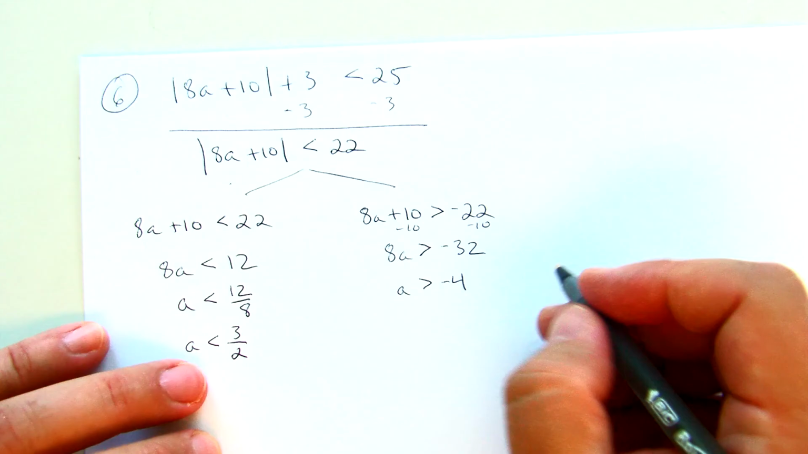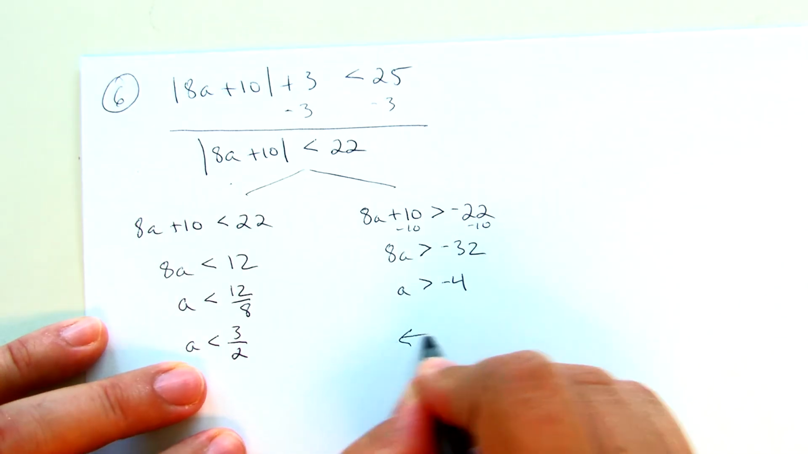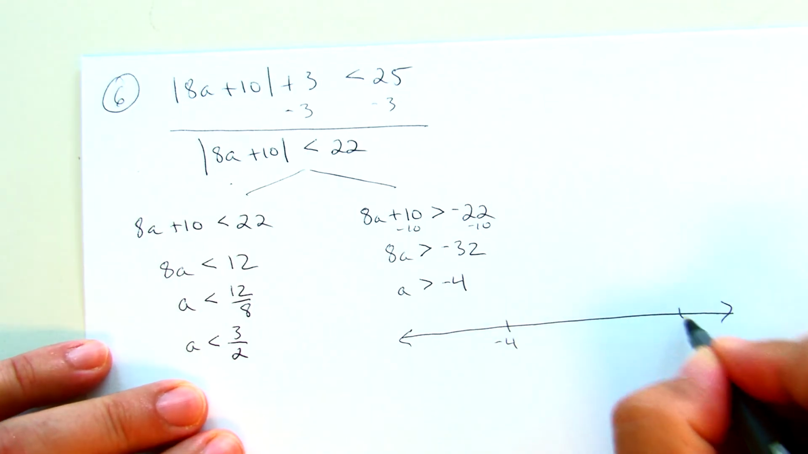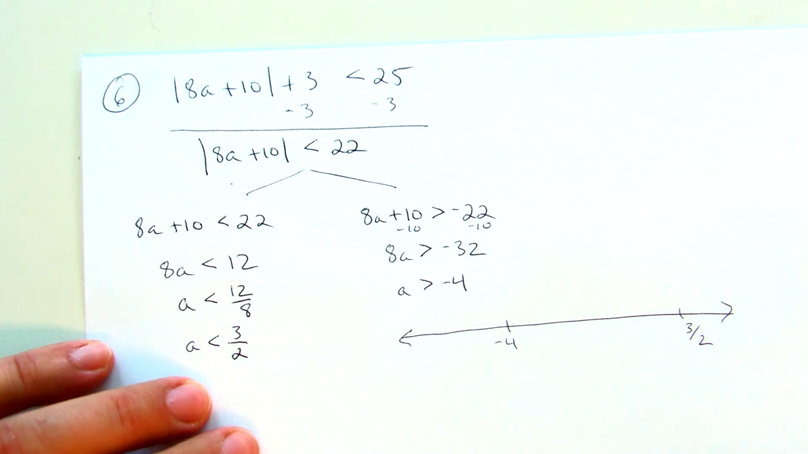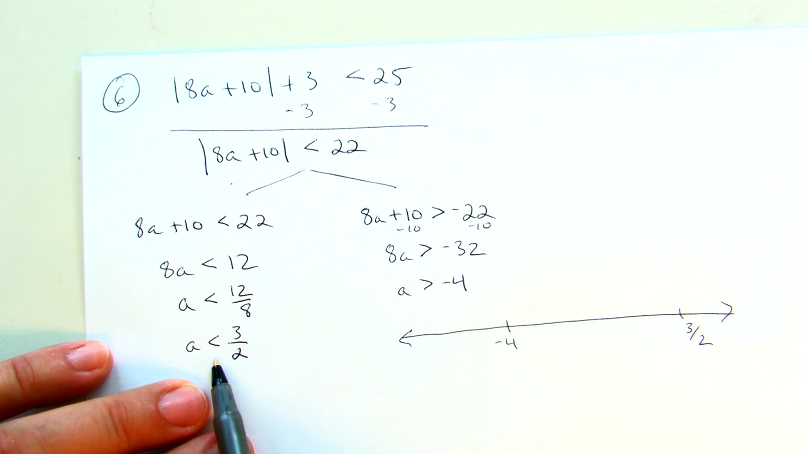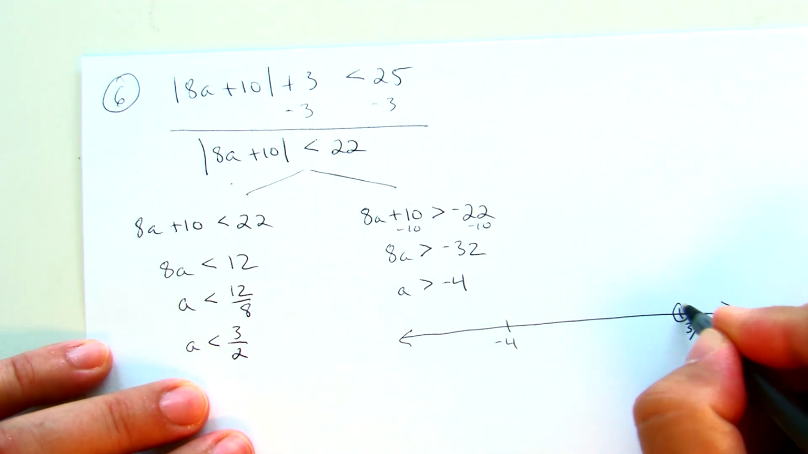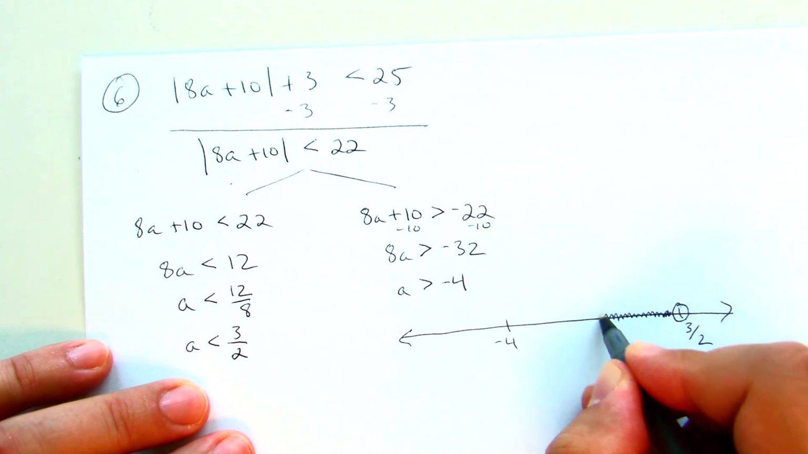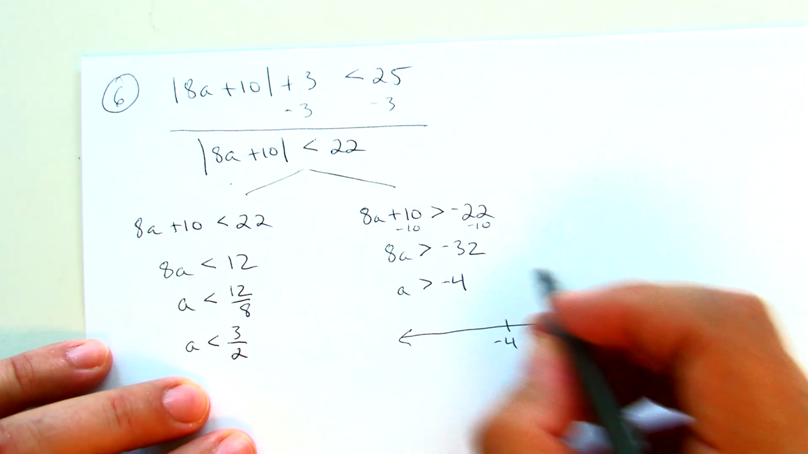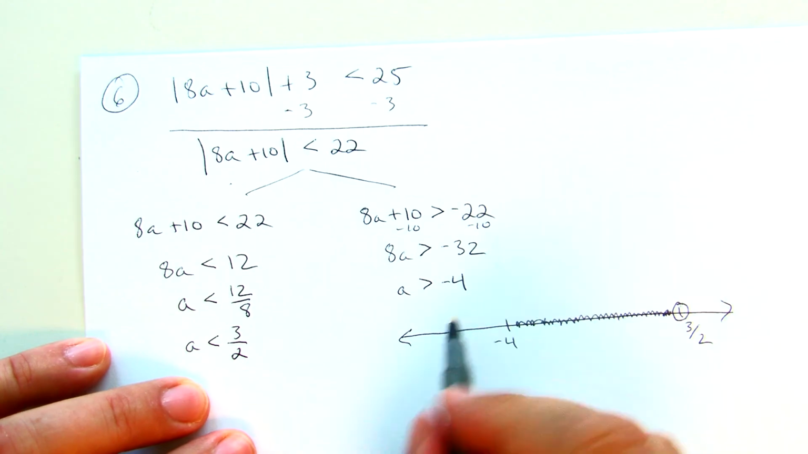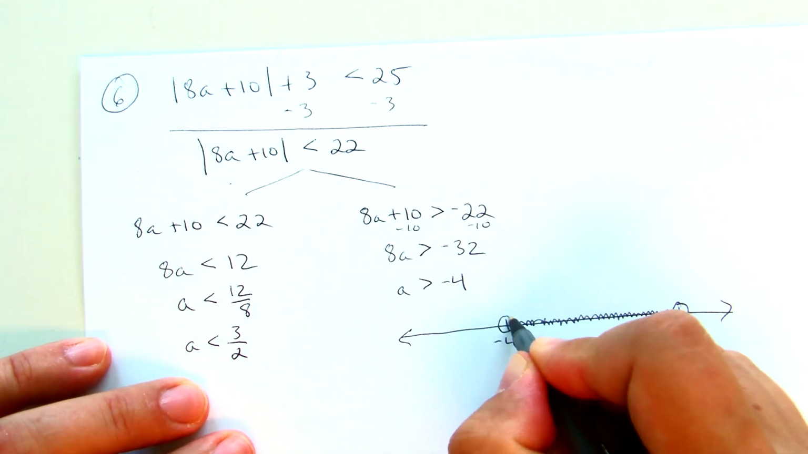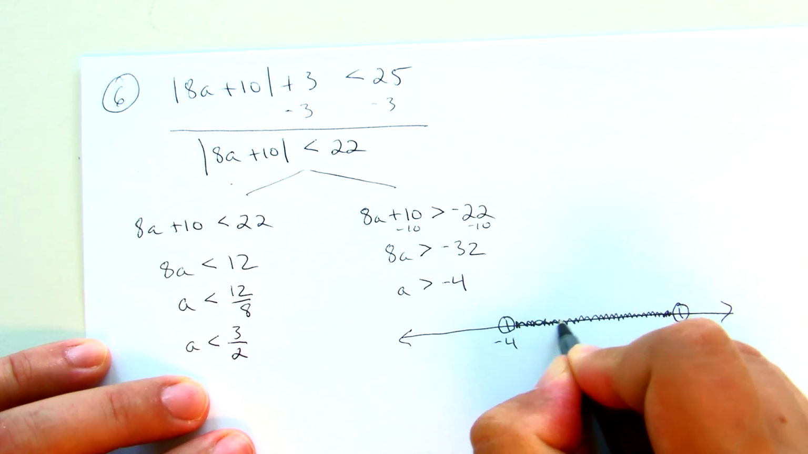Okay, now represent that on the number line. Draw my number line. I'll put in my -4 here, my 3/2 here. So a is less than 3/2, not including 3/2, right? Because it's not equal to. So we'll draw an open circle here, and it's going to be everything over here. Now we keep going, we get to -4. Wait a second. It says a is greater than -4. So that means it's going to be everything here.